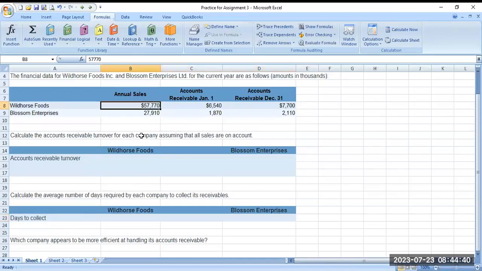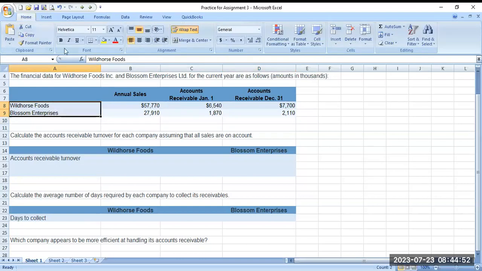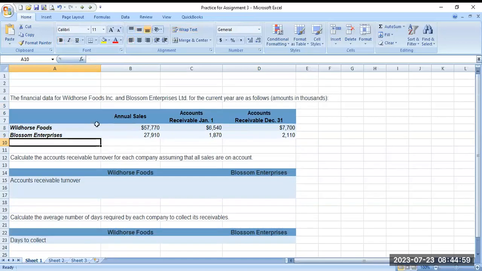We have the annual sales of the company. We have the accounts receivables in the beginning, accounts receivables at the end. We have the same information for another company. Those are our two companies that we're going to work together today. So those are the information for these two companies for the current year.